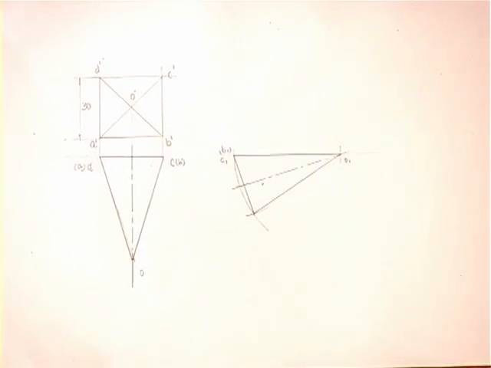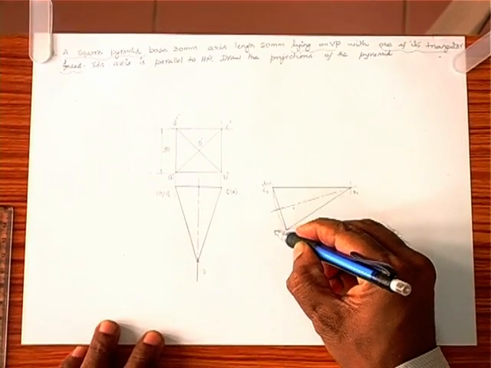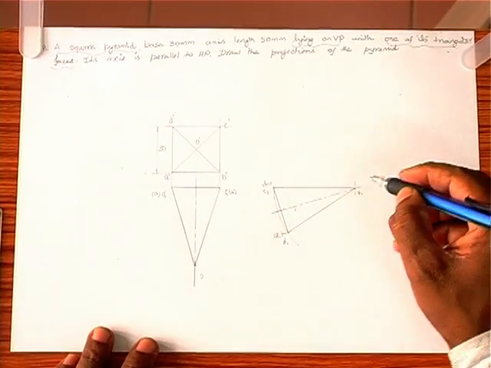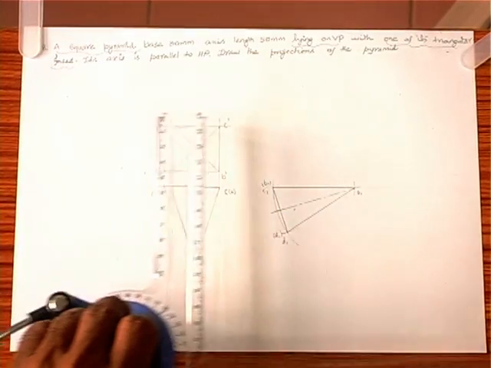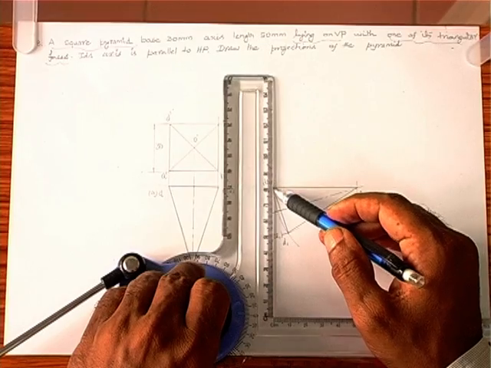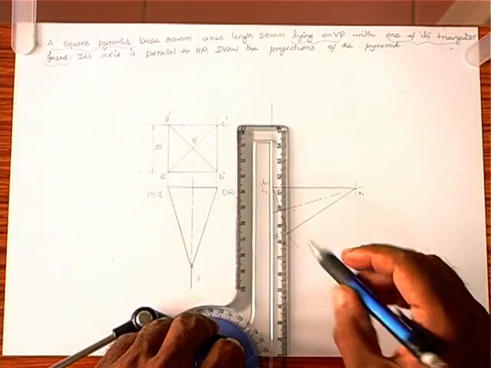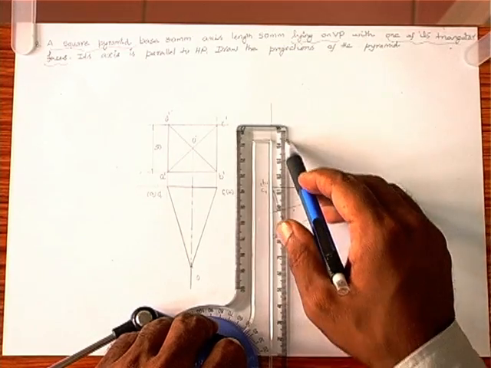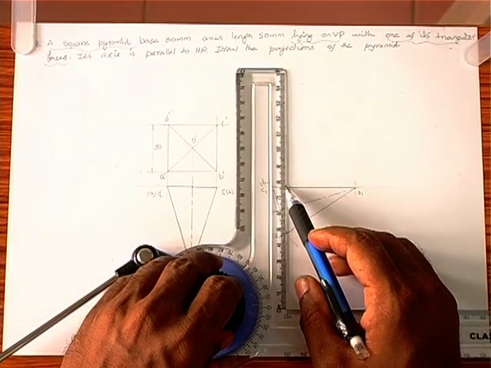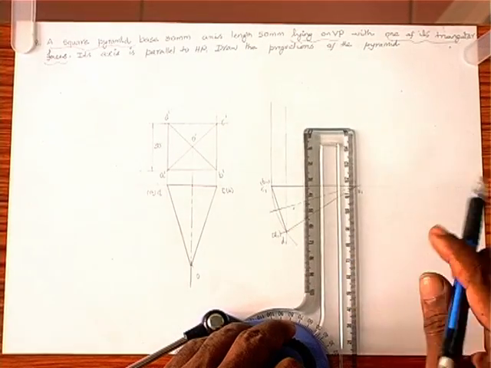Now we have to name this. This is A1 bracket D1. Now we can project this and get the final front view. Let's say we draw one line through this and another line through this, and one more line through O.